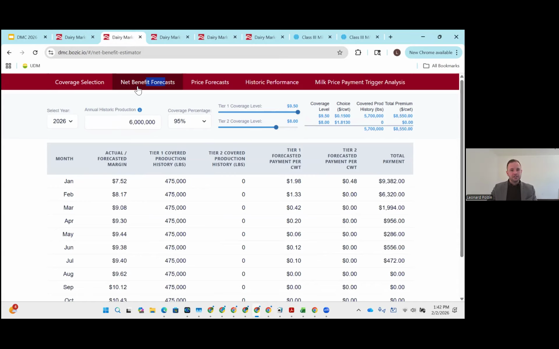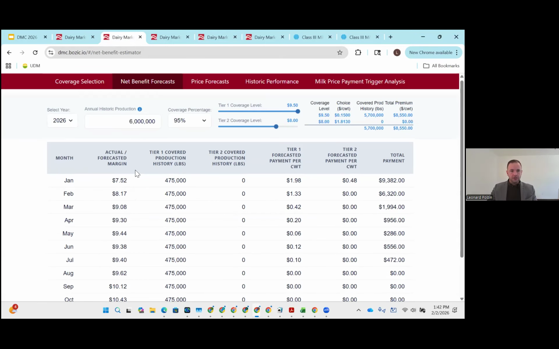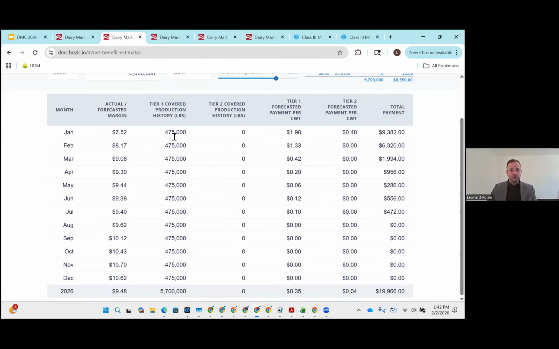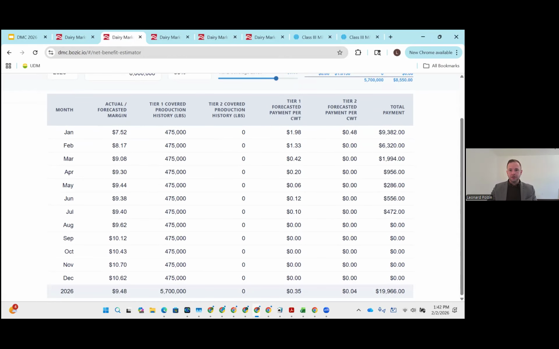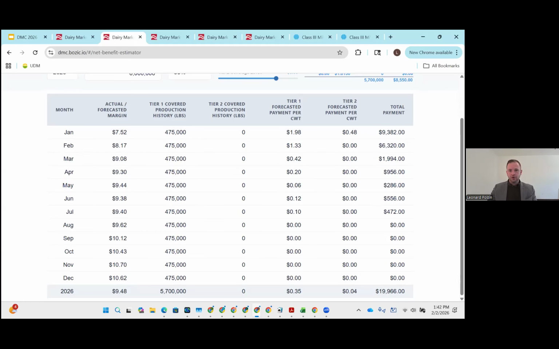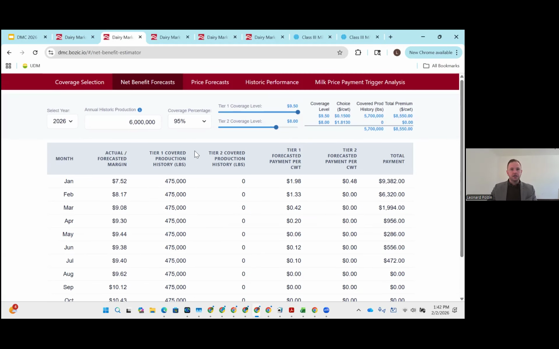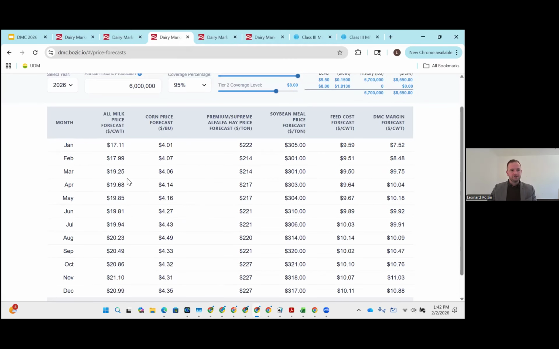And then what this net benefit does is tell you, right now, based on the forecasted margin, the tier one production history, and the 6 million pounds at 95%, what the total payment looks like for this time period. So right now we're at about $19,966. An easy way to see where these numbers are coming from is this price forecast.